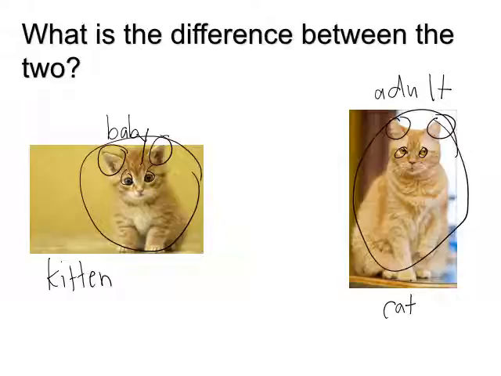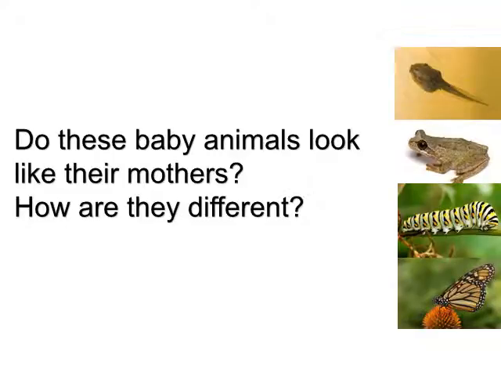What are the differences? Ali? There's one major obvious difference here. Ibrahim? Bigger and smaller. Yeah, the baby cat is smaller and the adult cat is bigger. So that's one of the major differences. And the rest of it, I mean, they both pretty much look the same. Do these baby animals look like their mothers?